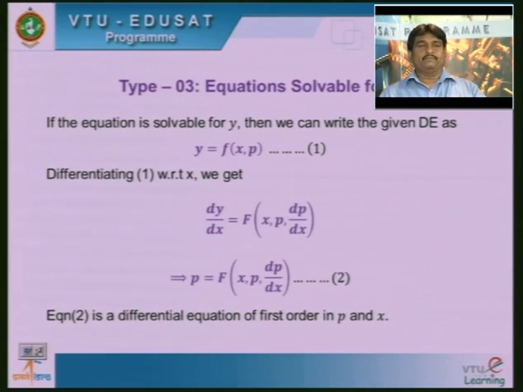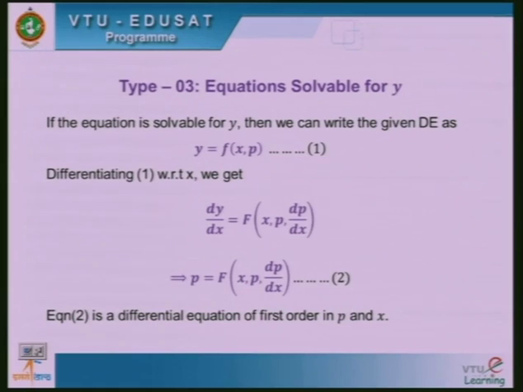Now type 3, equations solvable for y. The procedure in this technique is similar to the procedure of equations solvable for x. As usual, if it is solvable for y, then you can express the given differential equation as y equals to, means y in terms of x and p. Now differentiate this equation with respect to x to get dy by dx equals to some arbitrary function of x, p and dp by dx.